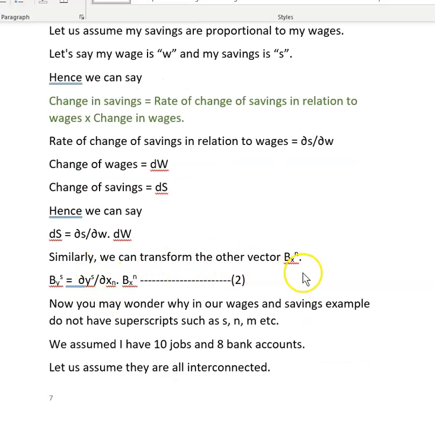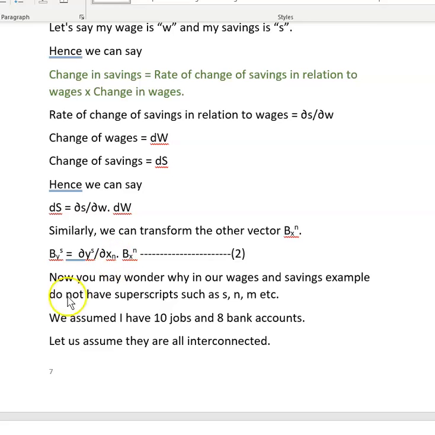Similarly, we can transform the other vector bxn into bys. Partial ys in the y-coordinate system, and we have s dimensions. In the x-coordinate system, we have n dimensions, bxn. Actually, n should be up there because we are dealing with contravariant vectors. I made a mistake here.